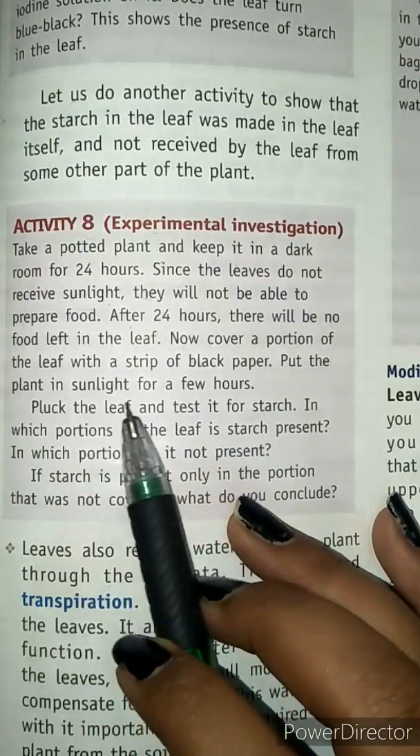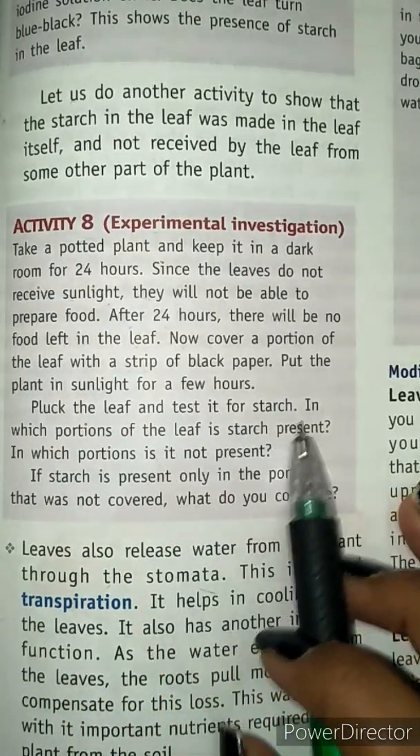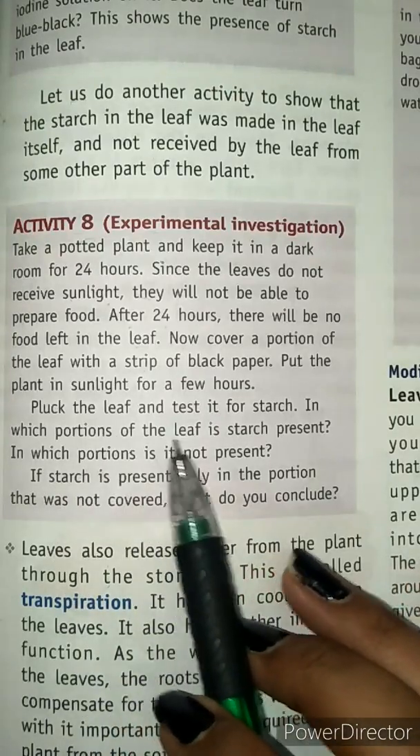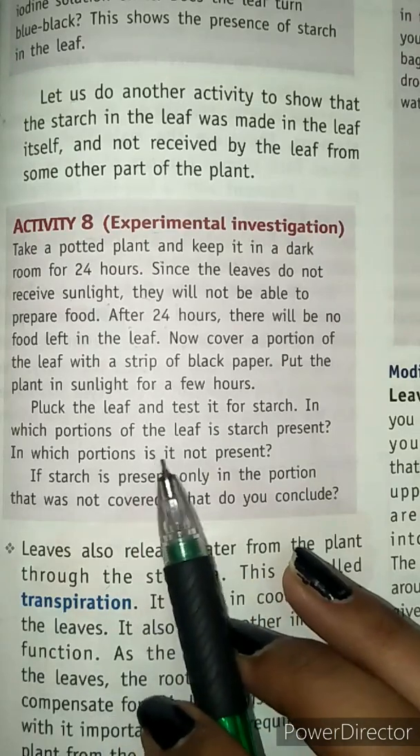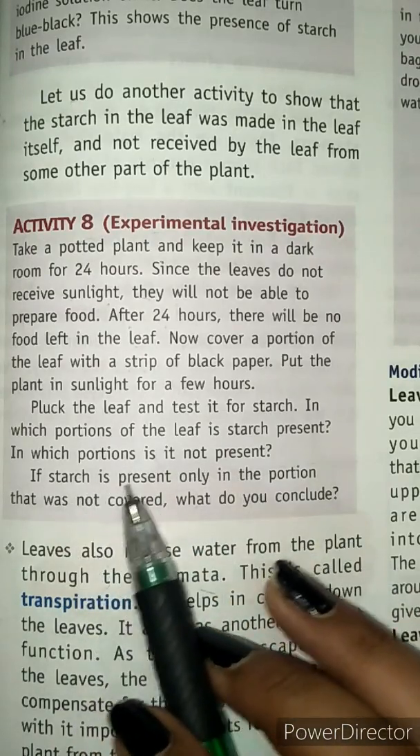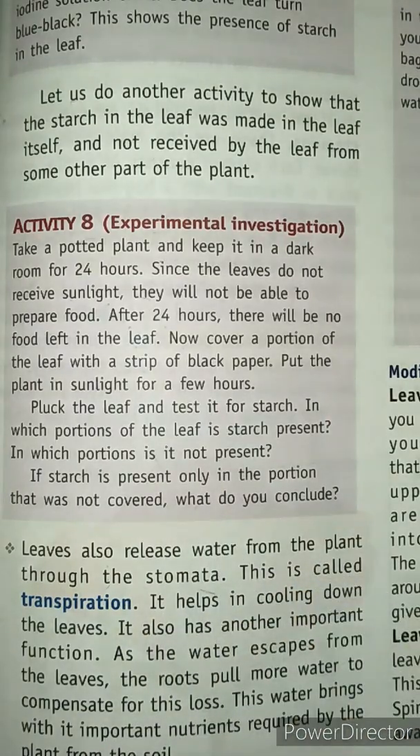Now cover a portion of a leaf with a strip of black paper. Put the plant in sunlight for a few hours. Pluck the leaf and test it for starch. In which portions of the leaf is starch present, and in which portion is it not present? If starch is present only in the portion that was not covered, what do you conclude?